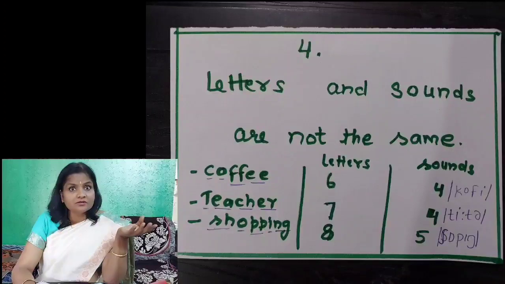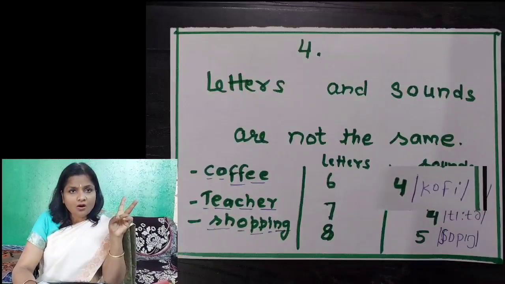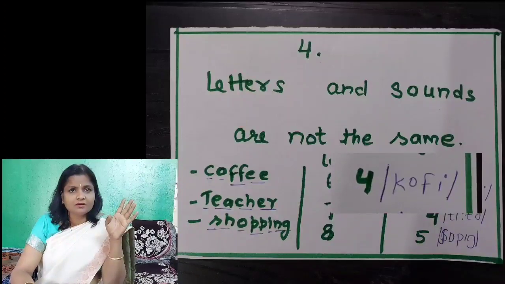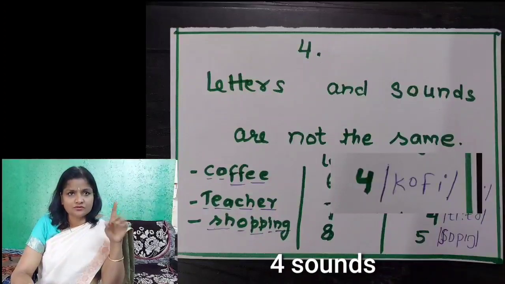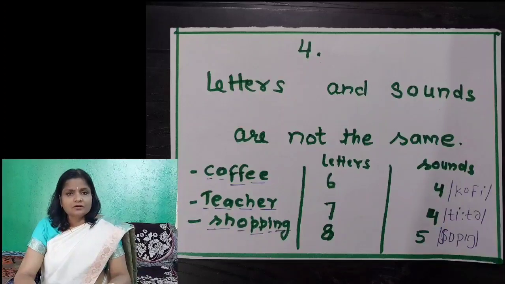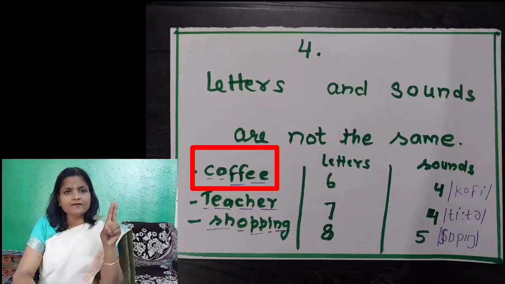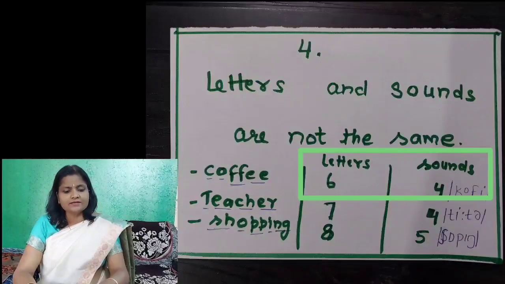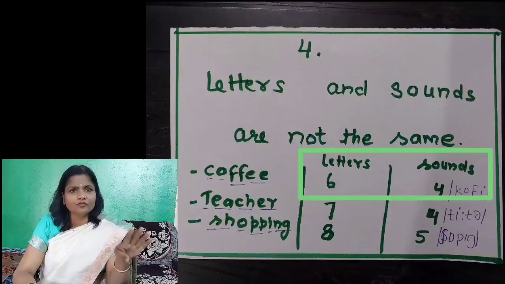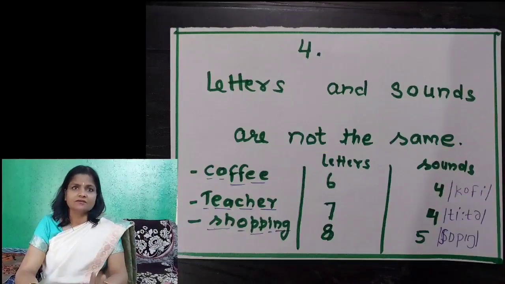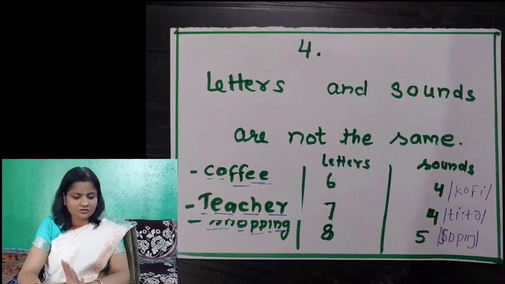Now let's talk about the sound. K, O, F, E. Coffee. 4 sounds. Double F, 2 F's make 1 sound. 2 E's make 1 sound. So letters are 6 but sounds are 4. That means the number of letters and the number of sounds are not the same.